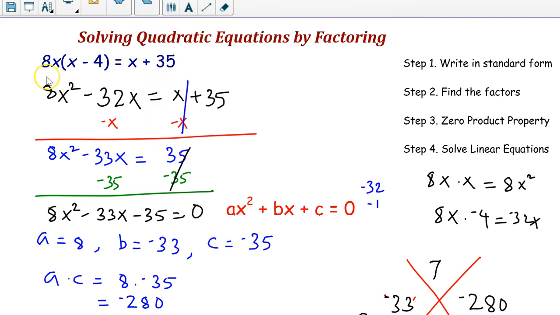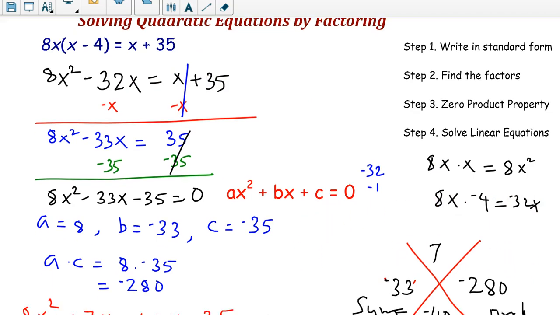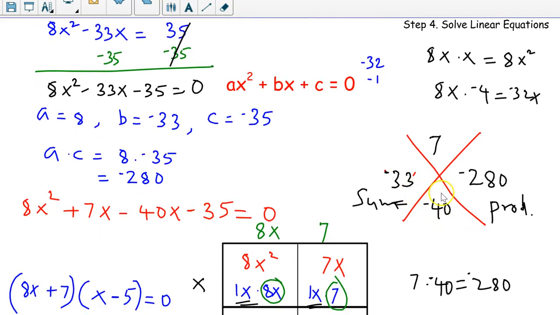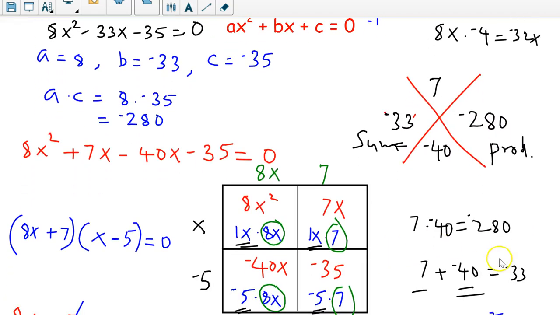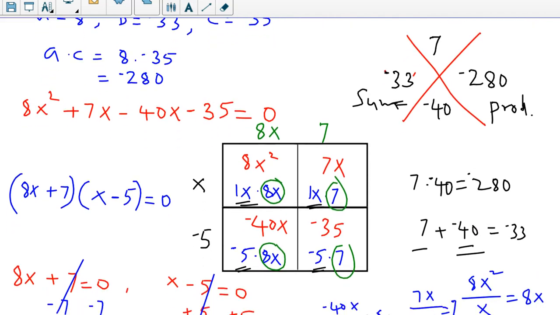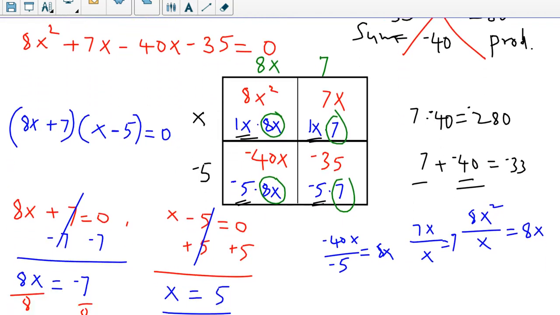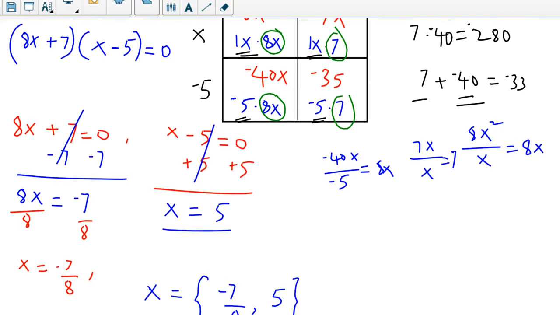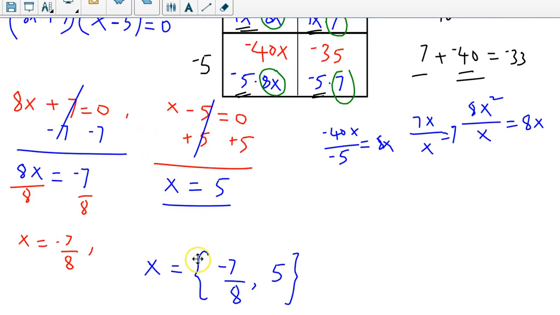This is the given equation. 8x times x minus 4 is equal to x plus 35. You have written it in the standard form by multiplying and then subtracting the right hand side, and afterwards you followed your regular procedure of finding two numbers whose sum is this negative 33, product 280, and after getting those factors you applied your known area model or the box method and found the two factors of that quadratic equation and then solved for x value. So these are the two x values.